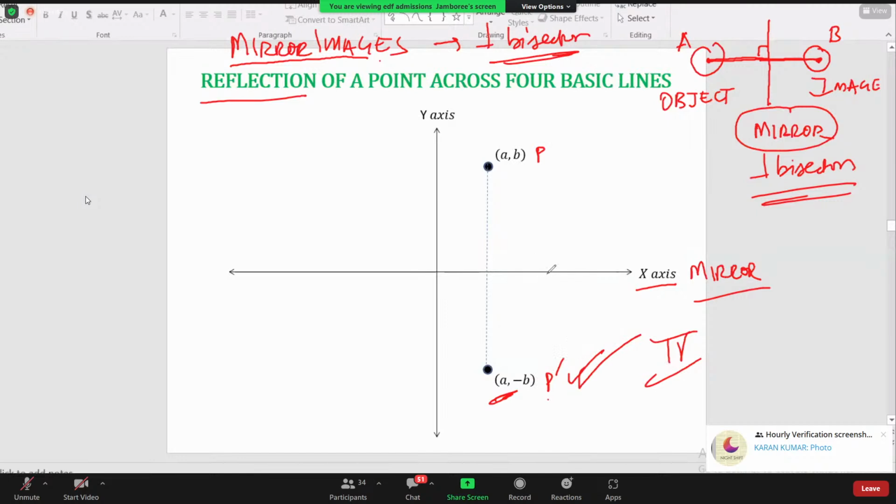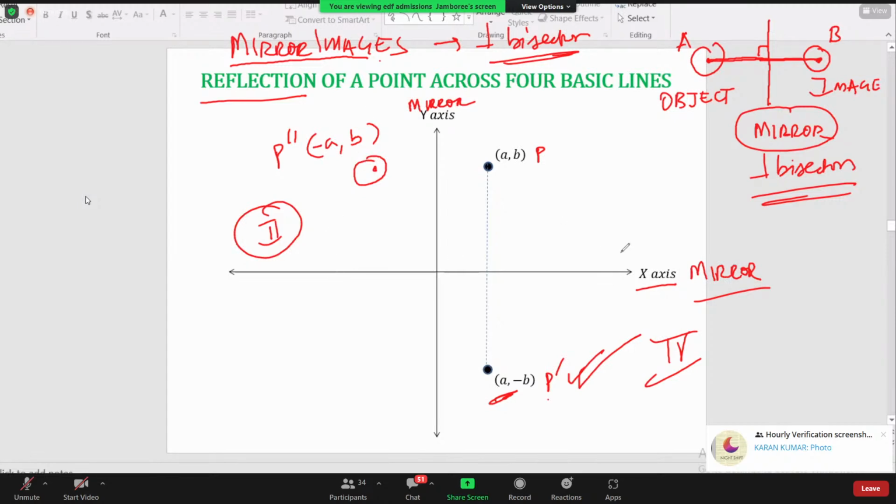So if P is the object and the x-axis is acting as the mirror, then A comma minus B will be the image formed. Similarly, if P is the object having coordinates A comma B, and the y-axis is acting as the mirror, then in that case, the image formed will be bang opposite to it, somewhere out here. Let's name it as P double dash. Here also the magnitude of the points will remain the same, that is A comma B only, but the signs will be applied according to the quadrant. This P double dash lies in the second quadrant. The point which lies in the second quadrant will be negative comma positive. So the mirror image will be minus A comma B.